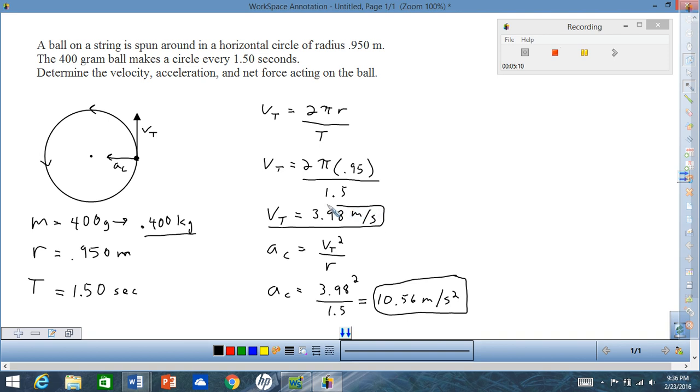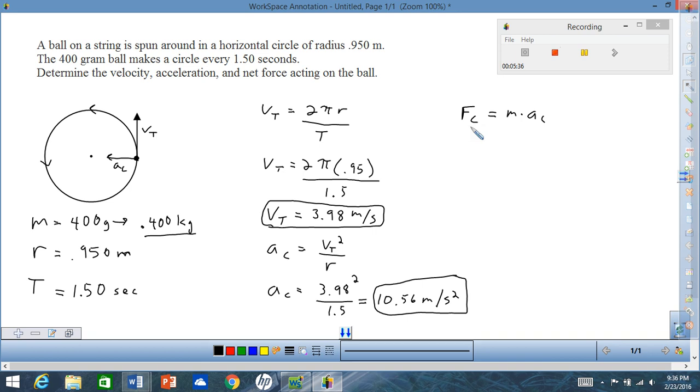So let's get that boxed in also. Don't want answers running around willy-nilly all over the page. Box them in. And now we'll find the net force. The net force in this case is the force which is holding the ball in the circle, and that's toward the center as well. That's the centripetal force. The centripetal force is the net force in this case.